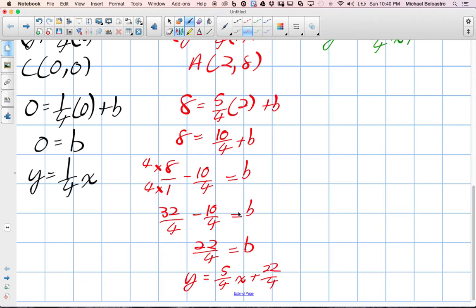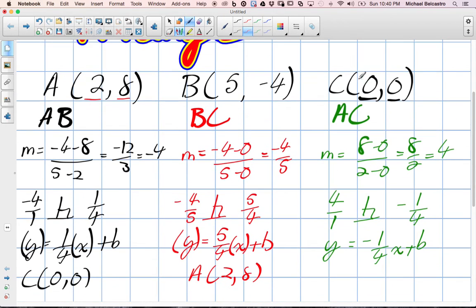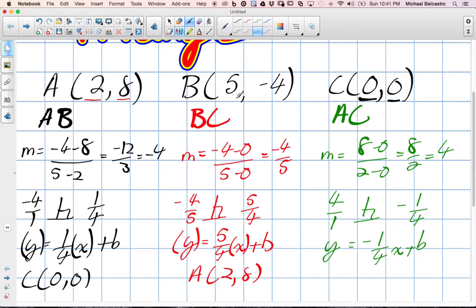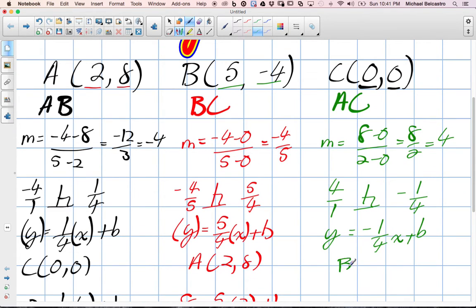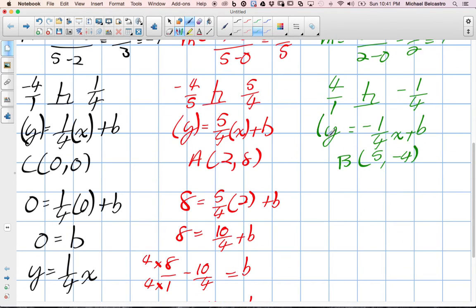And finally, the equation of our last altitude, well, that was from AC, so we're going to be using coordinate B to help us find our y-intercept. So B, we'll write it out as (5, -4). We're essentially just repeating the same process. We plug these in for the x and the y. So we get negative 4 is equal to negative 1 over 4 times 5 plus b. This becomes negative 4 is equal to negative 5 over 4 plus b.